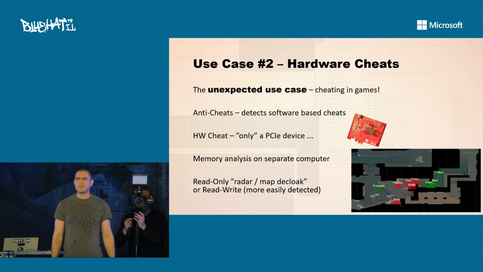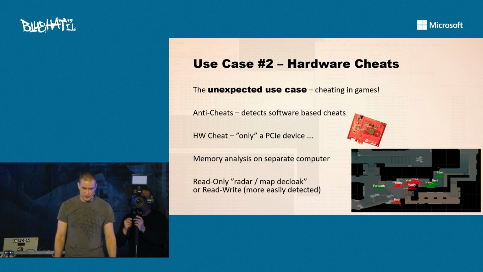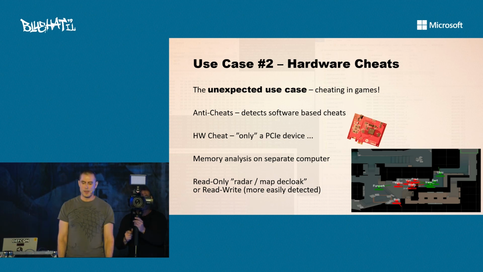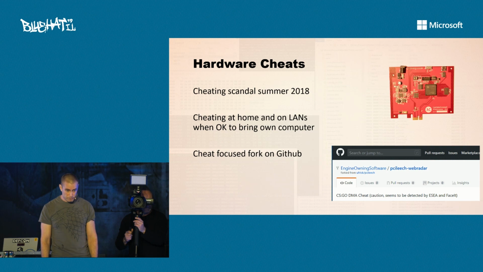And you kind of need to have PCI Express devices in your gaming system, right? Graphics cards and things like that. You could do things like a read-only thing. You could do a map decloak and spy on your opponent's locations in the game's process, for example, if they are in there, and they are quite often in there for performance reasons. You could also do read-write, but writing might be a little bit more easily detectable.